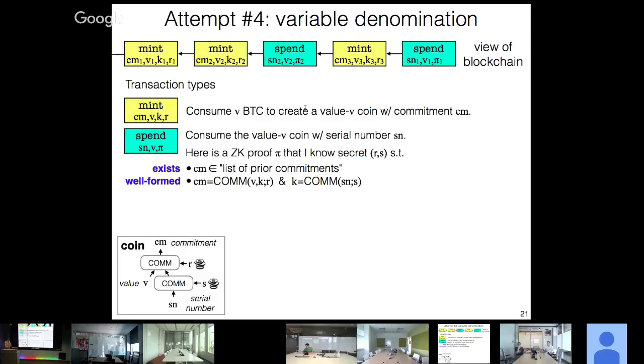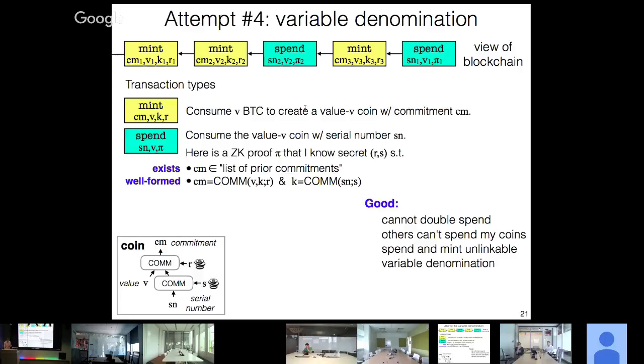Now, this is fine, it's variable denomination, but it causes problems. So first, yes, you can still not double spend, others cannot spend my coins, and spend and mint are unlinkable. And we have variable denomination. But does anybody see why variable denomination caused some trouble, just from a privacy perspective? Yeah? Yeah, there's only a subset of the previous mint transactions that are of that denomination.